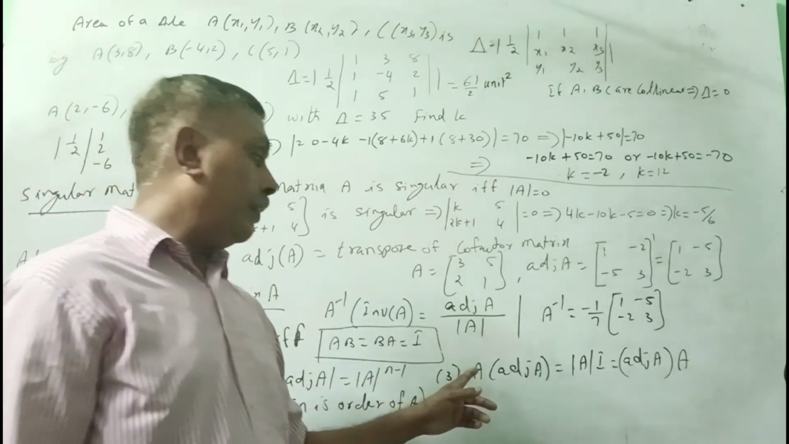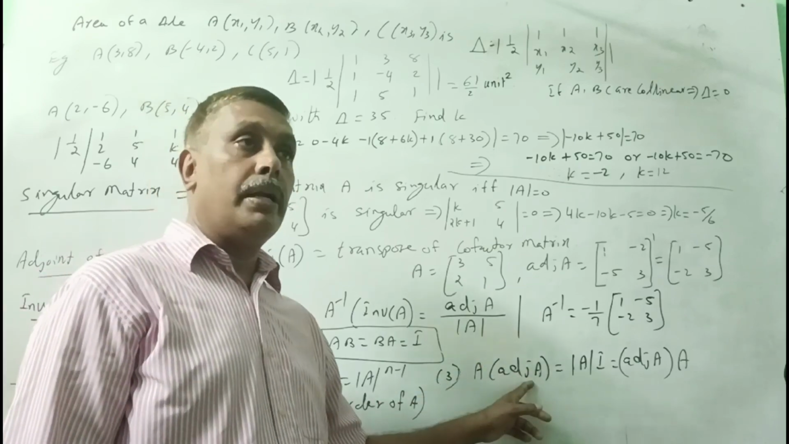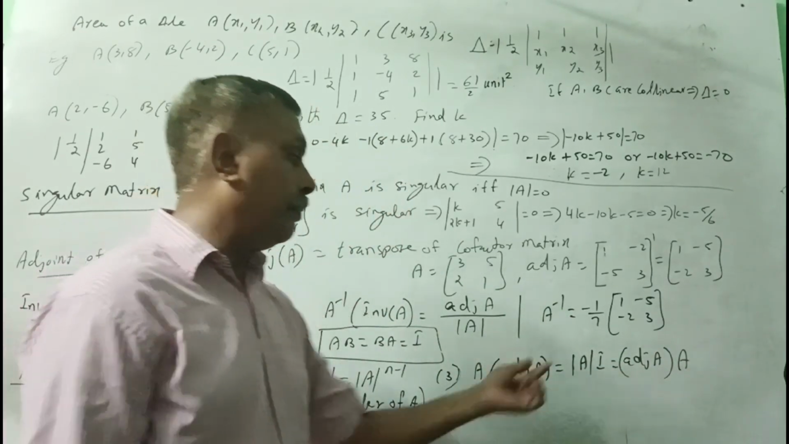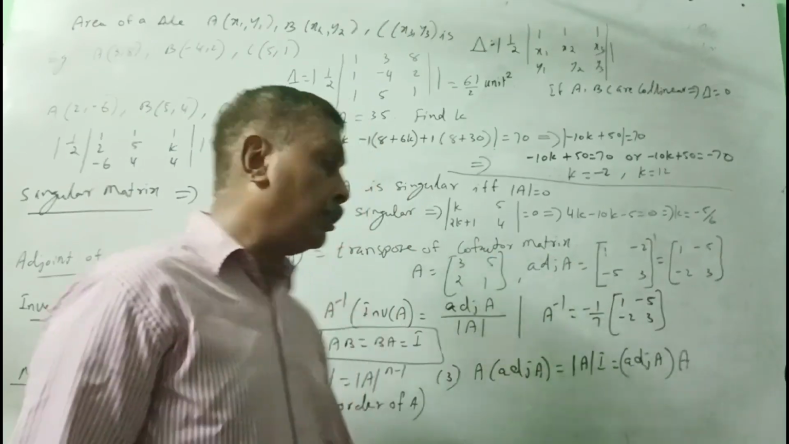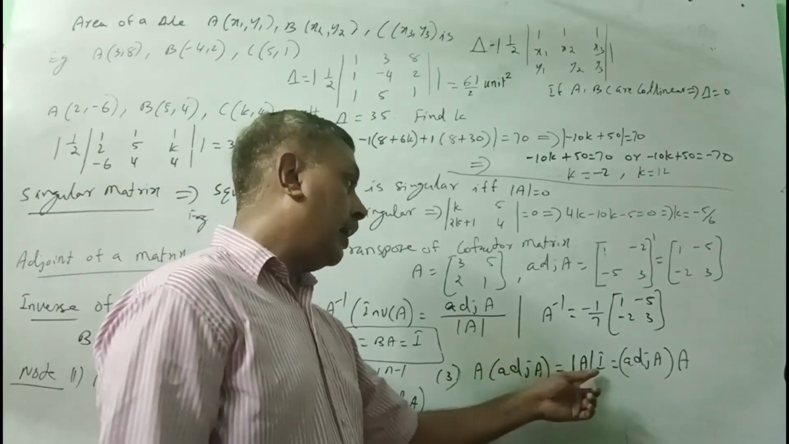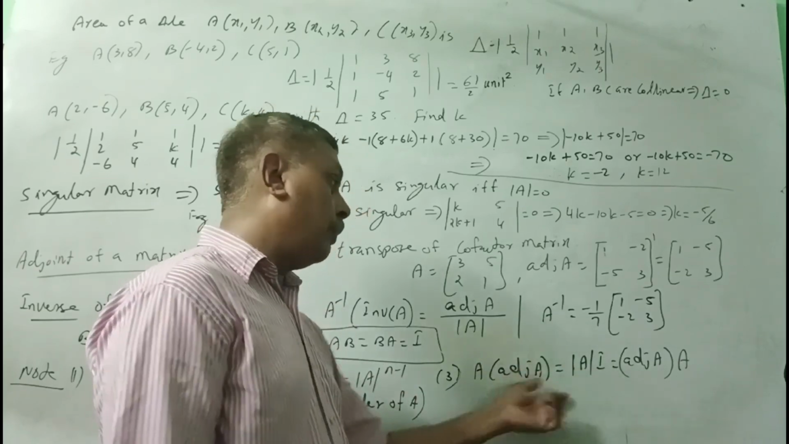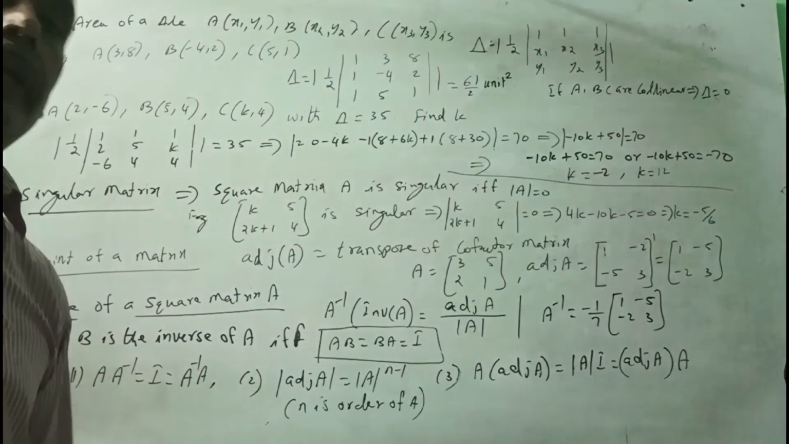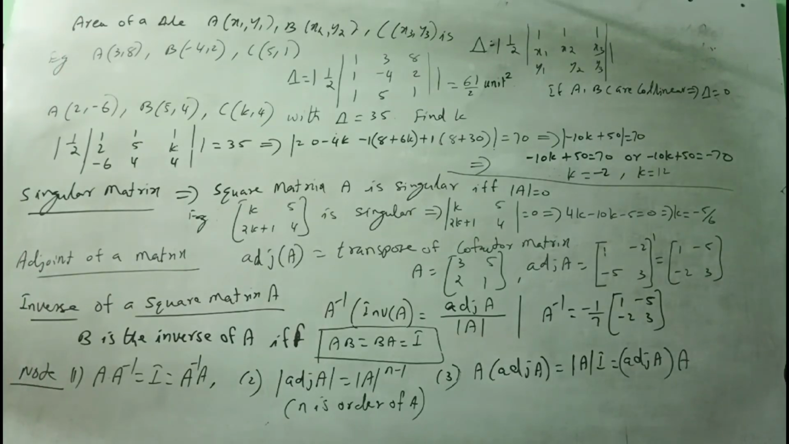Then this is also another important relation. A and adj A, if you are multiplying, yeah, adj A and A, if you are multiplying, always the result will be determinant A into I. These results are all very important for 1 mark questions. Determinant A into I, I you know is the identity matrix. So A into adj A, adj A into A, always is equal to determinant A into I.